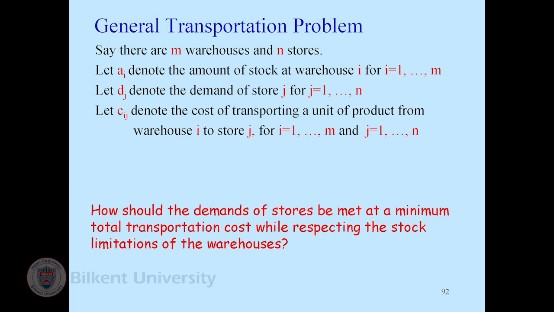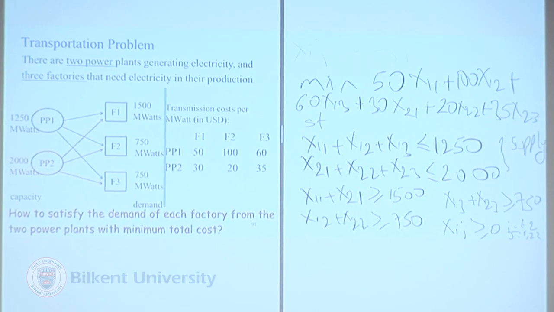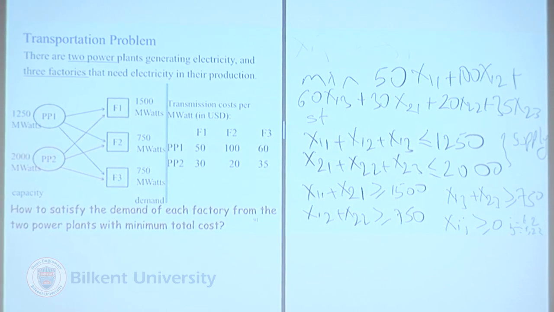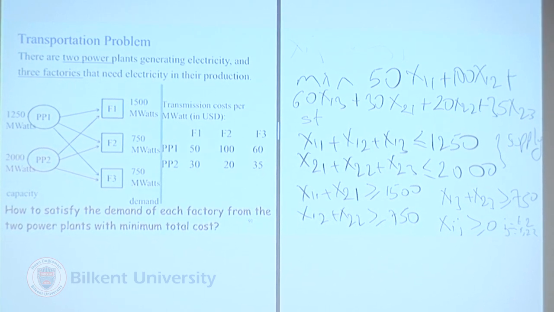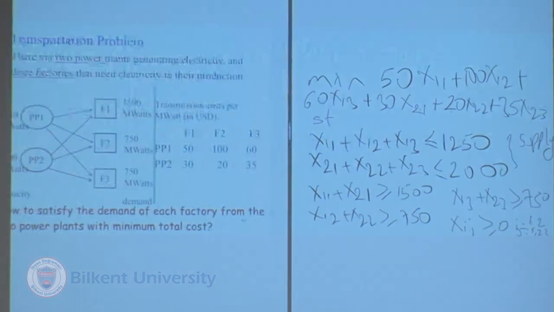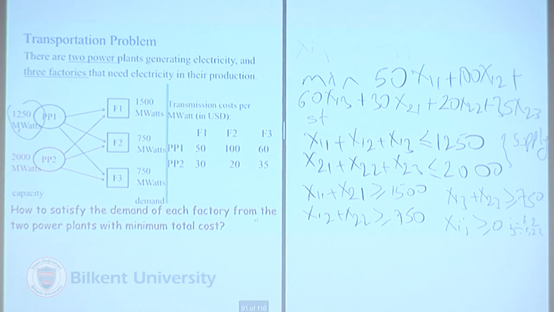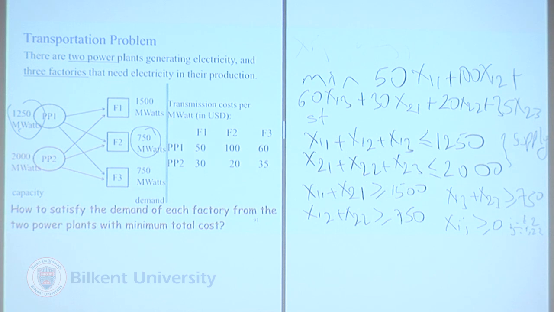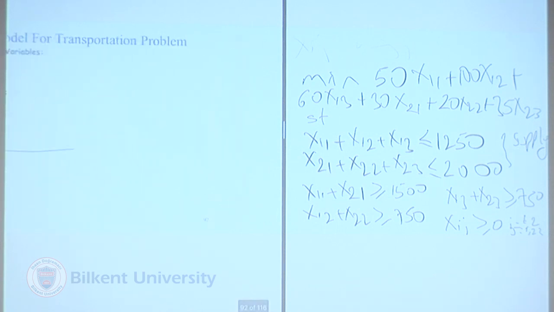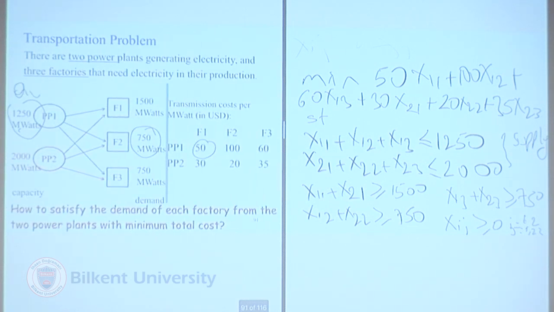So let me go back. These numbers are the supplies, right? And these numbers are the demands. And these numbers are the costs. What did we name them? ai, dj, cij. So this goes as ai, this goes as dj, and these are cij.